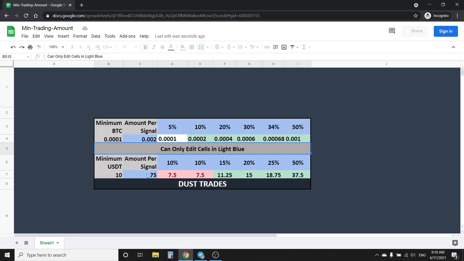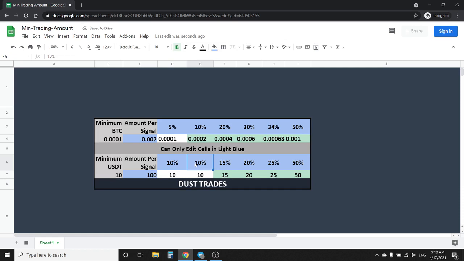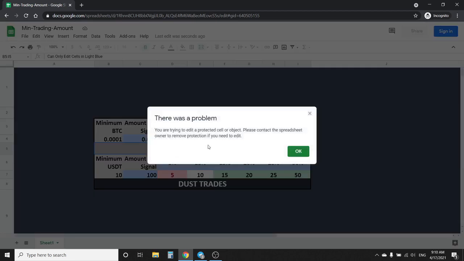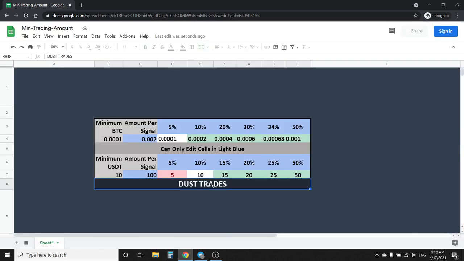With USD, it's basically the same thing. You can change the amount per signal. If you were to use $75 per signal, you'd have to have your target prices at 15% or higher. If you were to do 100 per signal, 5 wouldn't work. But 10% would be right on the minimum amount, and 15% and above would work. So you can play around with this. You can only edit what's in light blue. If you try to edit something else, you'll get a problem. We do that so everyone else can enjoy and use this if you need help doing the math.